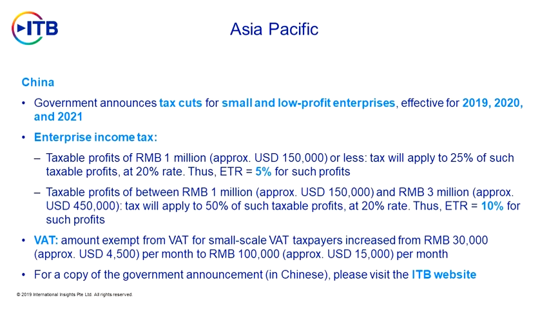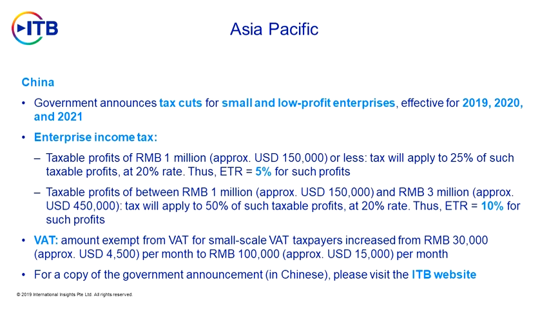In China, the government has announced tax cuts for small and low-profit enterprises, effective for 2019, 2020 and 2021. In regard to enterprise income tax, with respect to taxable profits of 1 million RMB or less, enterprise income tax will apply to only 25% of such taxable profits, and the tax rate will be 20%. This means that the effective tax rate will be 5% for such profits.